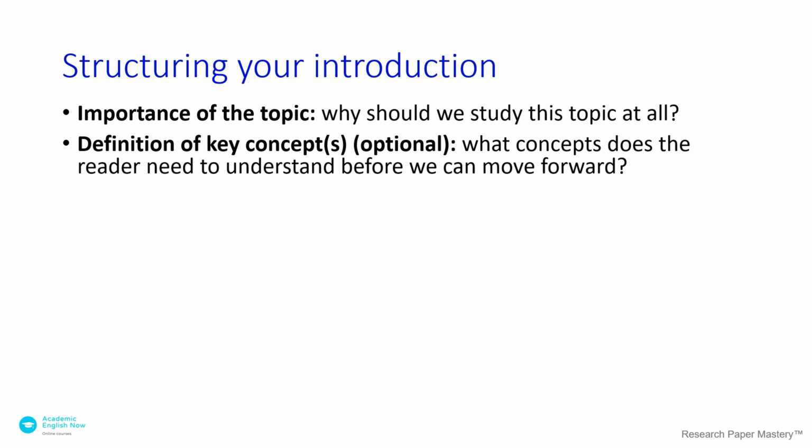The second thing, which is optional, right, is the definition of key concepts. So which concepts or terms does the reader need to understand before we can move forward to the research gap, the aim, and the rest of your paper? And this is optional. Not all papers do it. In some papers, you will see that the definition of the key concepts and the importance of the topic are in the same paragraph and are one and the same thing, right? That can also happen, and we're going to get into those details in the following videos.